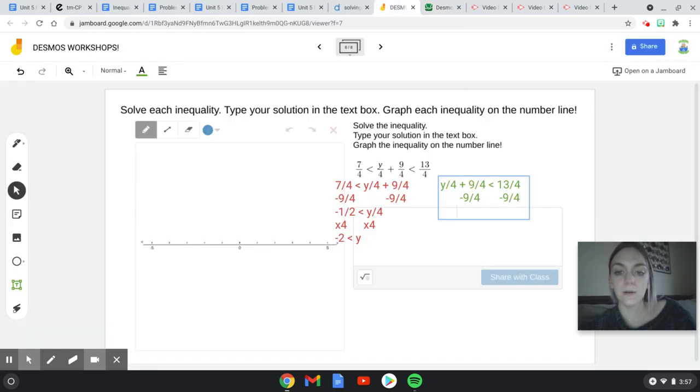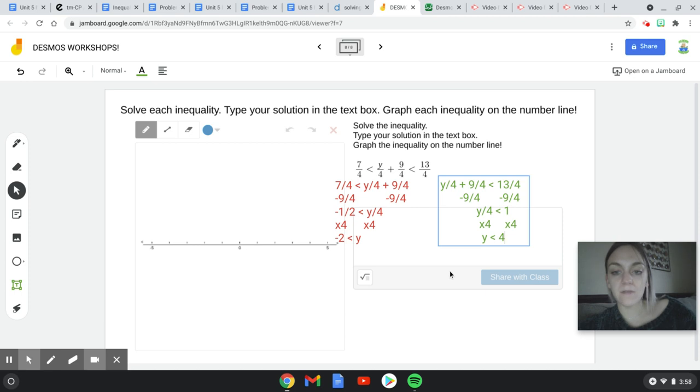So the y divided by 4 comes down. The inequality sign comes down. And then this simplifies to 1. That's what Desmos told us. Now, just like I did on the red side, I have to multiply by 4 on both sides to get rid of the 4 on the bottom. So then I'm left with y is less than 4.